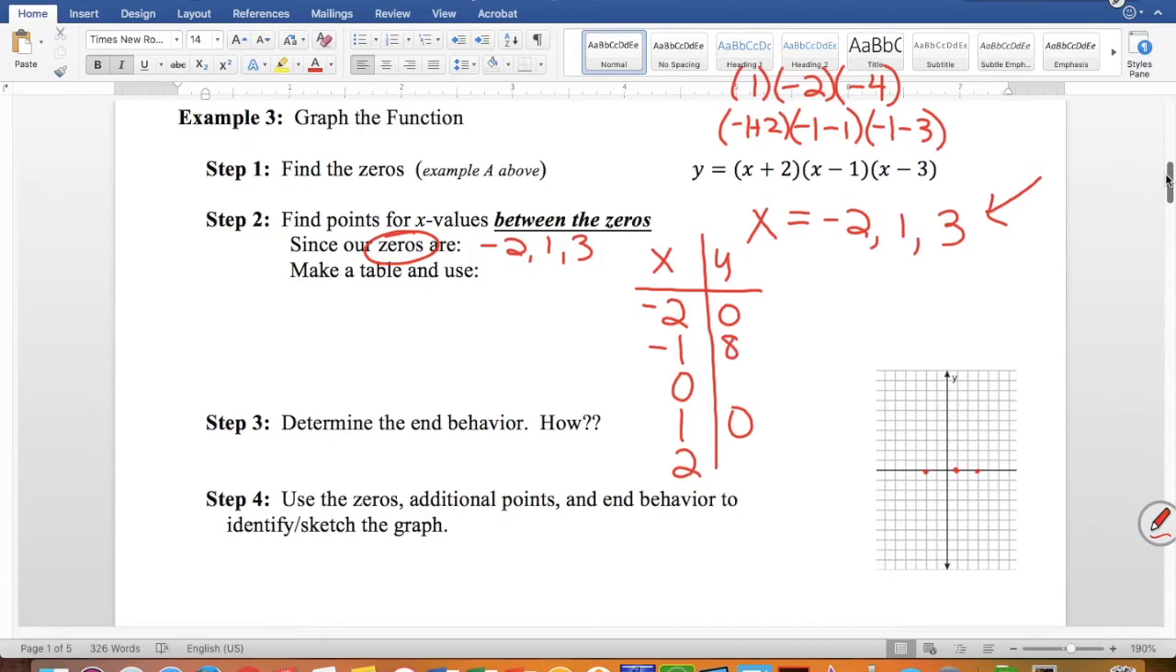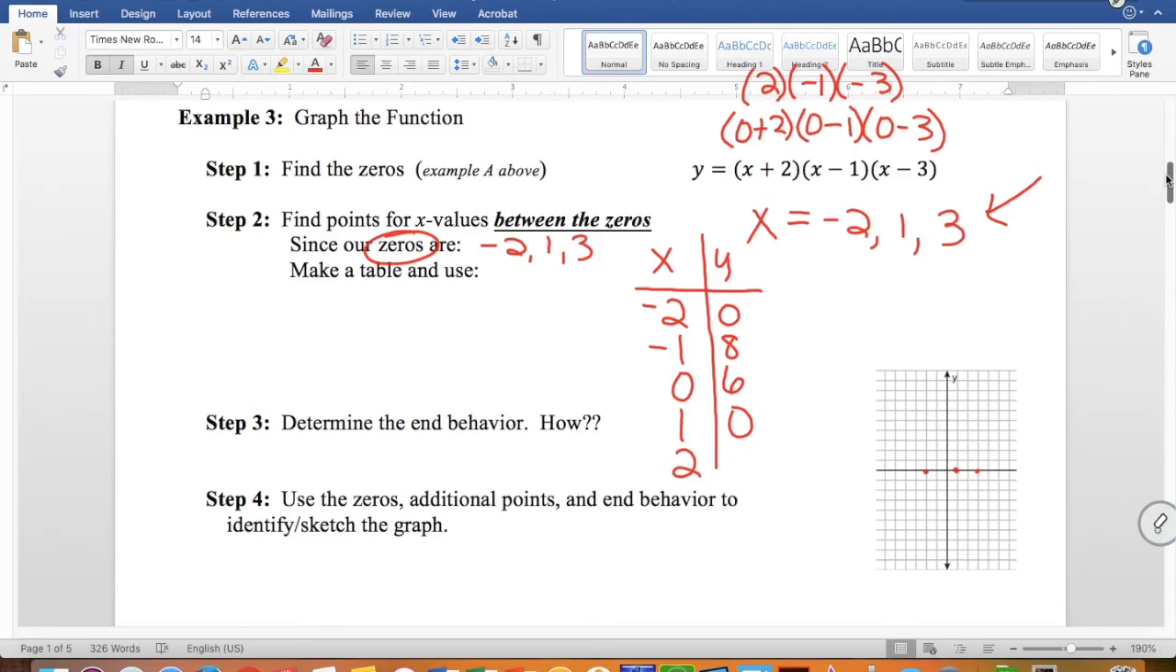So there's 1 point. Now let me substitute a 0 in for each x value, just to show you what I'm doing. So 0 plus 2, 0 minus 1, and 0 minus 3. I end up with 2 times negative 1 times negative 3. So 2 times negative 1 is negative 2, and negative 2 times negative 3 is positive 6.